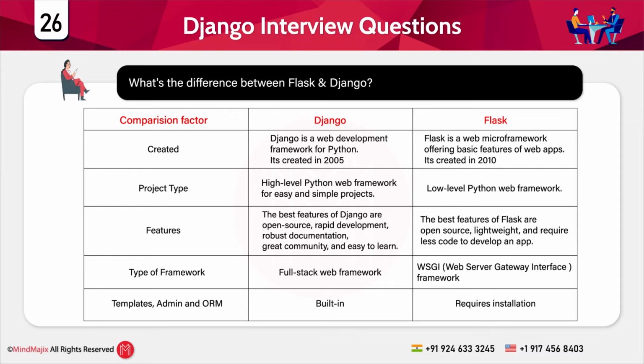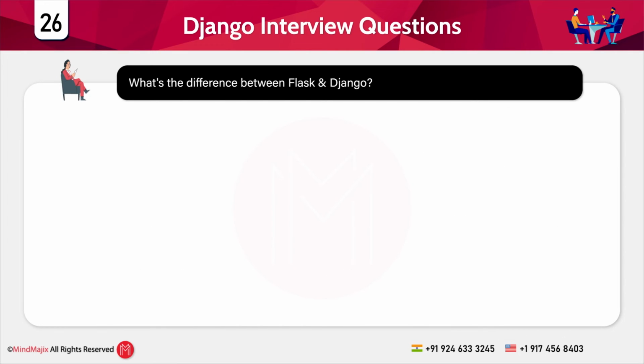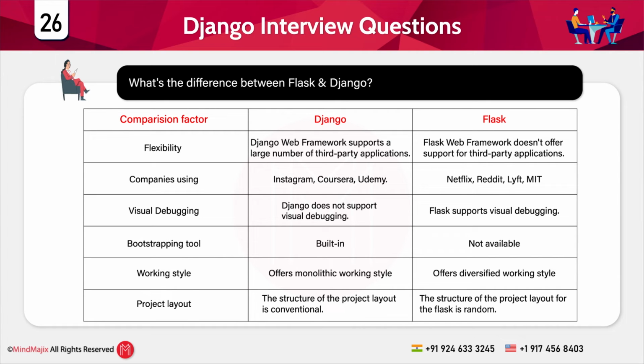The next point is templates, admin, and ORM. Django has built-in features for templates, admin, and ORM, whereas Flask requires manual installation. A few more points: the next point is flexibility. The Django web framework supports a large number of third-party applications. On the other hand, the Flask web framework doesn't support third-party applications. The companies that use Django are Instagram, Coursera, Udemy, and so on. On the other hand, companies using Flask include Netflix, Reddit, Lyft, MIT, and so on.